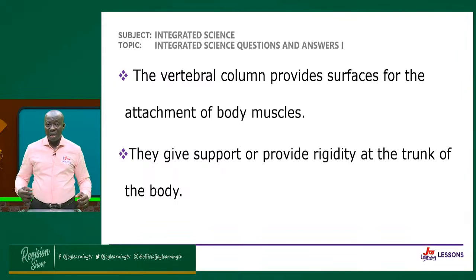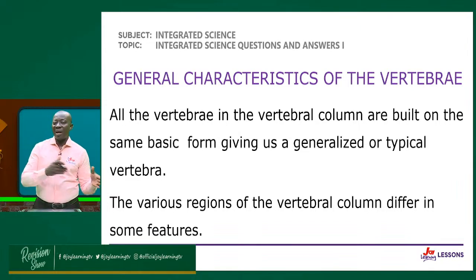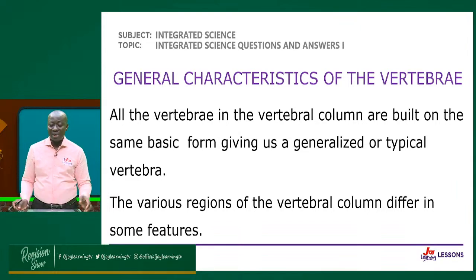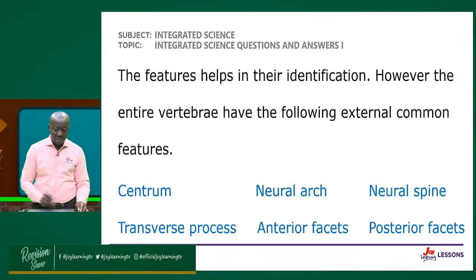That's why they are huge, and they give rigidity as well as support to the bone. So let's look at the general characteristics of the vertebra. We said they are generally similar, but from one region to the other, the five regions, they differ in terms of modification. All vertebrae in the vertebral column are built on the same basic form, giving us a generalized or typical vertebra. The various regions of the vertebral column differ in some features, so the features help in the identification.